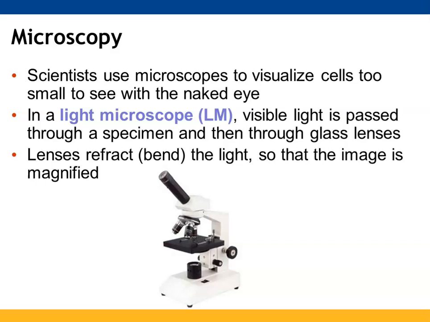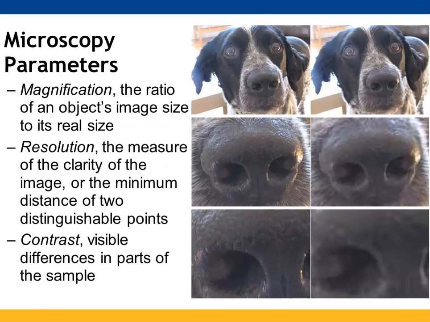So light microscopes allow visible light to move through your specimen and then into the glass lens. The lenses are able to bend the light, which is able to enhance the image in terms of its magnification. So magnification is comparing the object's actual size to that we see through as opposed to its real size. Resolution is dealing with the clarity.